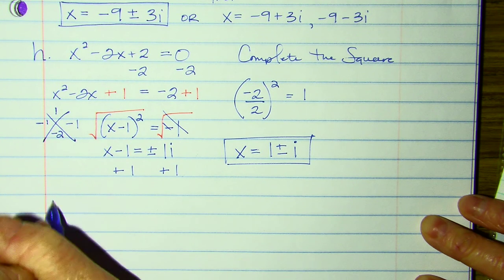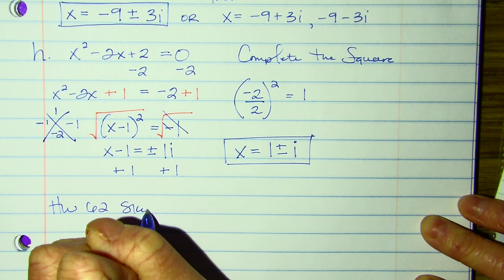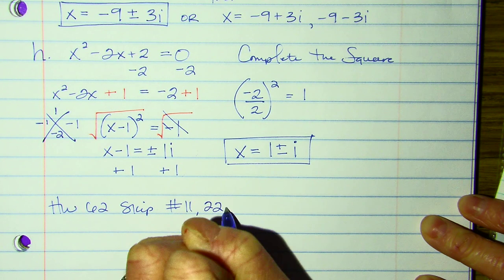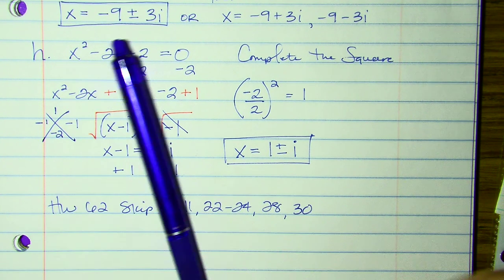Okay, and that completes this section for homework 62. Skip numbers 11, 22 through 24, 28, and 30. Thank you.